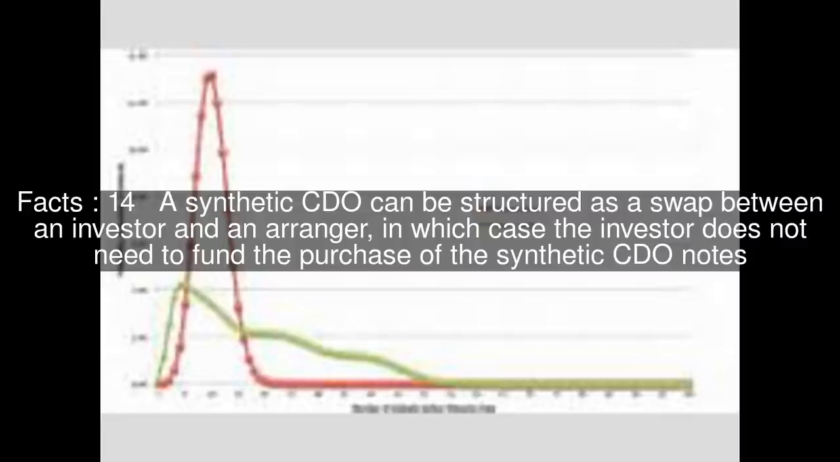A synthetic CDO can be structured as a swap between an investor and an arranger, in which case the investor does not need to fund the purchase of the synthetic CDO notes. The majority of bespoke portfolio-linked CDOs, however, are embedded into credit-linked notes that are purchased by the investor.